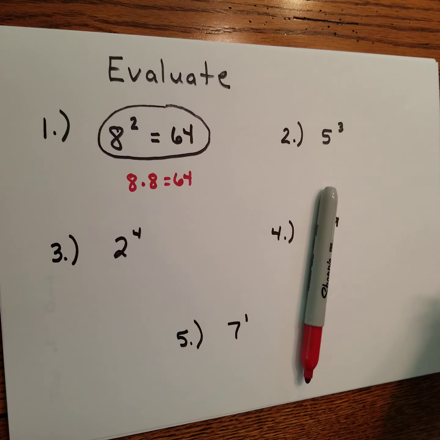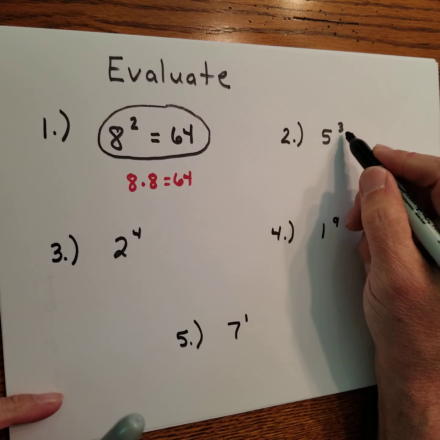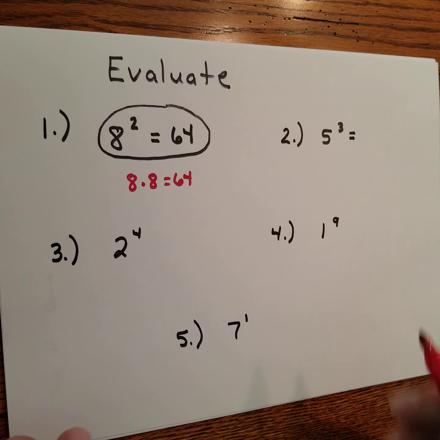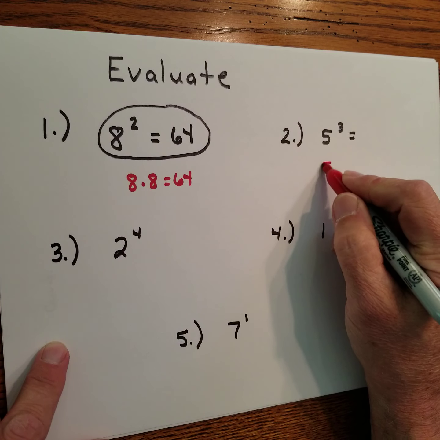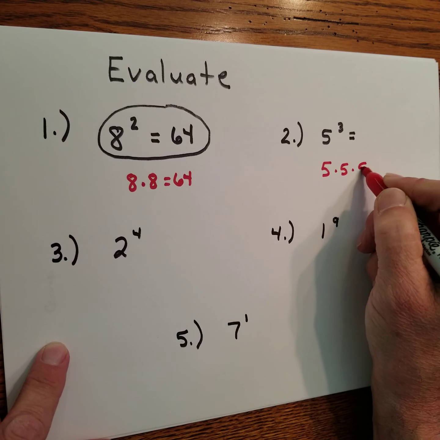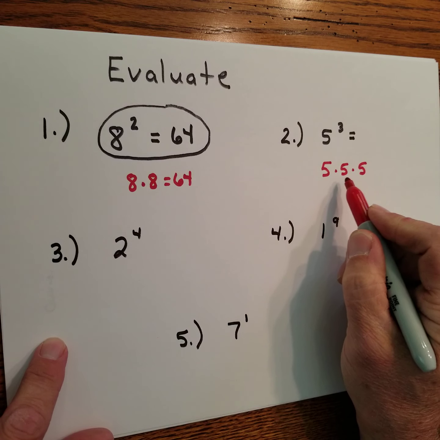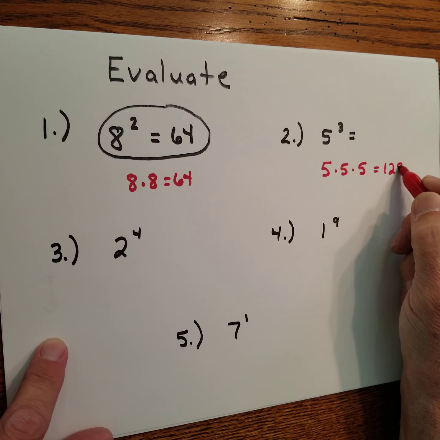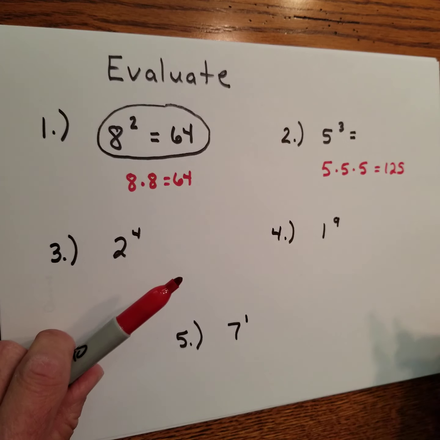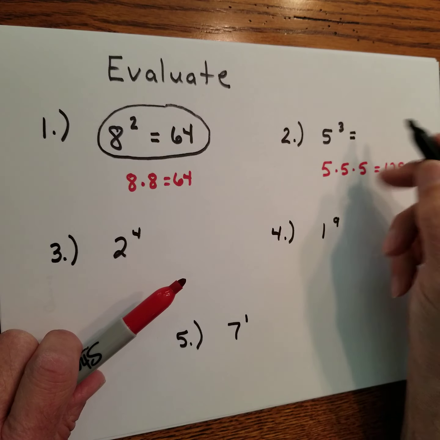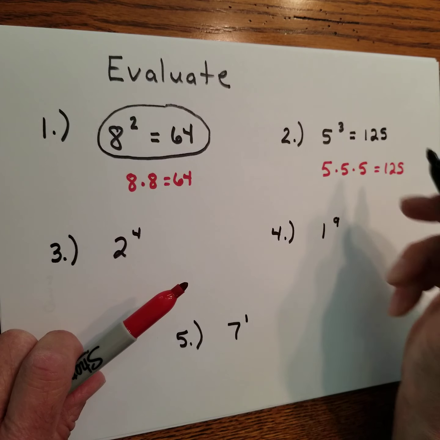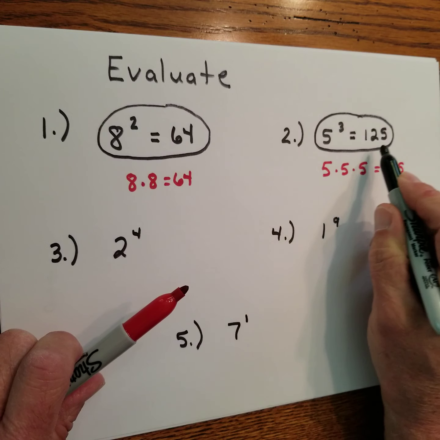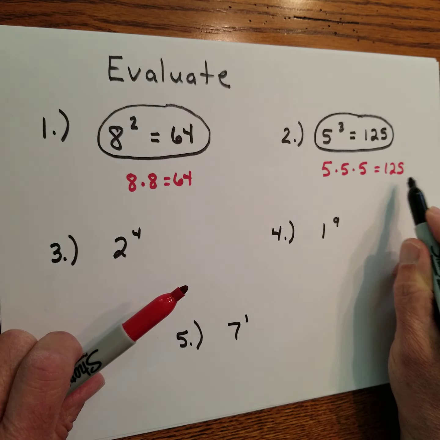Let's try number 2. The problem is 5 to the 3rd power. I'll put my answer here. But in my head, I know that 5 to the 3rd power means 5 times 5 times 5. 5 times 5 is 25. 25 times 5 is 125. So what I would expect you to write on your paper is 5 to the 3rd equals 125. For these problems, you write the problem down, put the answer next to it. The part in red you do in your head.